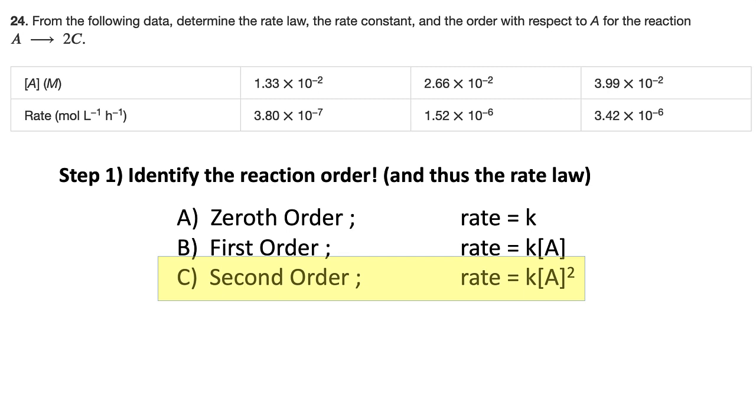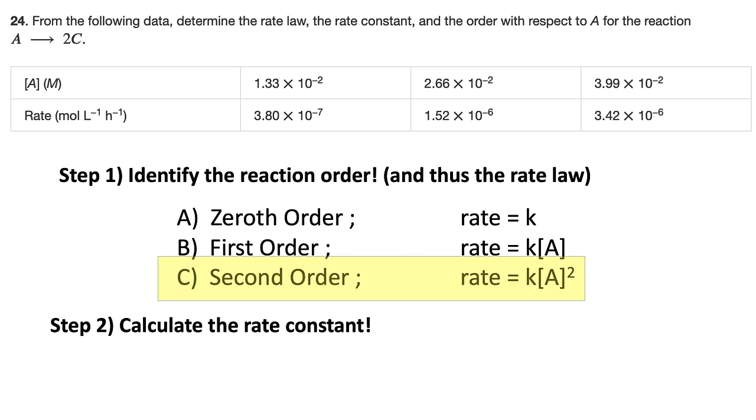We can go from the first trial to the last trial, and we see that the concentration of A is multiplying by 3, and the rate is actually multiplying by 9. We can get these factors by taking the larger number and dividing it by the smaller number, and it'll tell you the factor by which it changes. So that's how we determine the reaction order based off of this rate data.